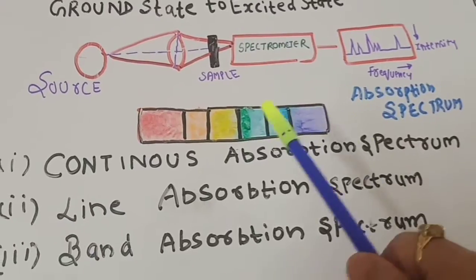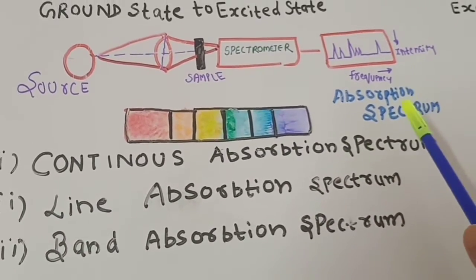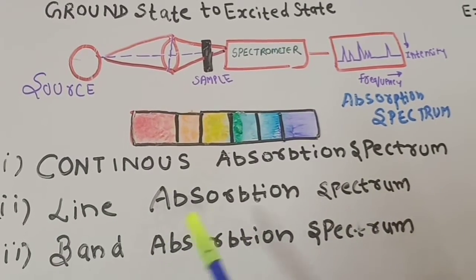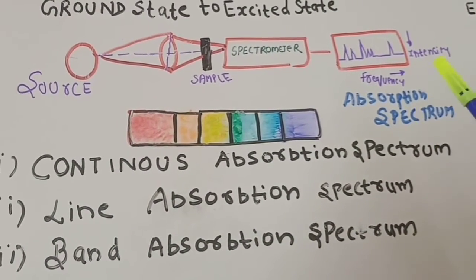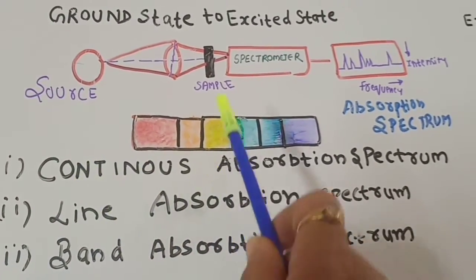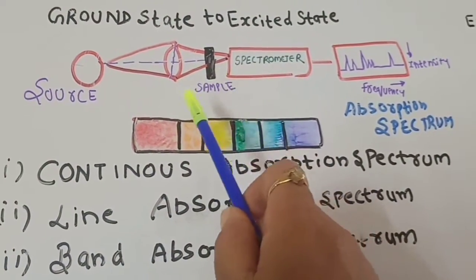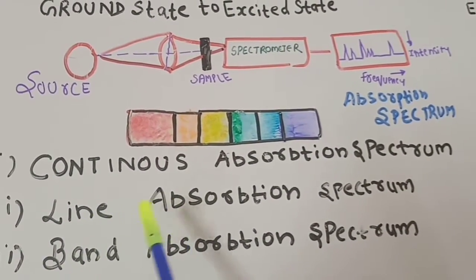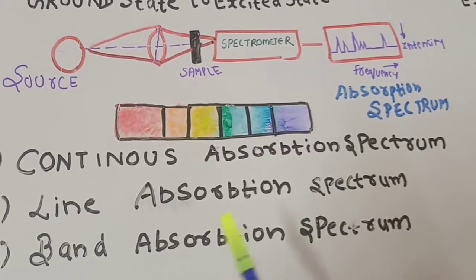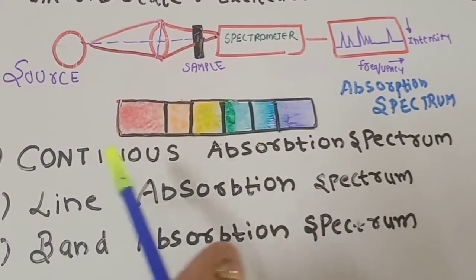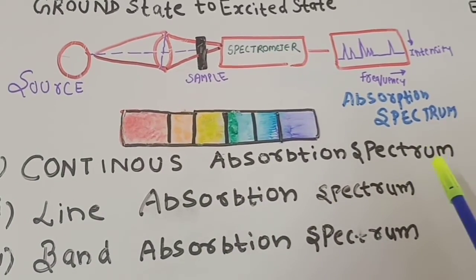We can say that the absorption spectrum can be classified into three categories: the continuous absorption spectrum, the line absorption spectrum and the band absorption spectrum. Students, this depends on what source we have taken and which sample we have. If it is an atom, like sodium, we get a line spectrum. If it is a molecule, we get a band spectrum, and if we take a mixture of gases or anything similar, a continuous absorption spectrum is obtained.